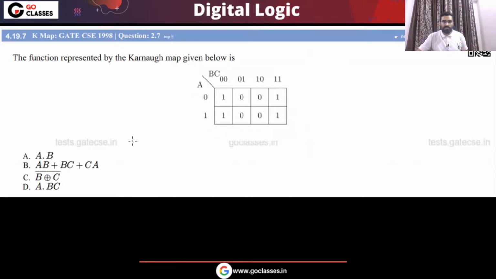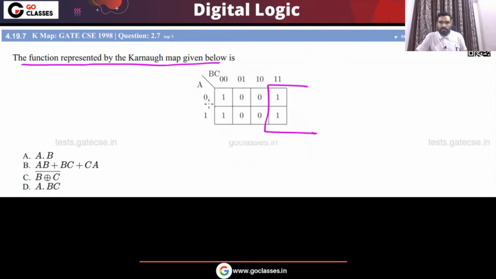Now let's solve this question. This is a GATE exam question, GATE 1998. What is the answer for this? The K-map is given to you. Is this the standard format? The question is asking for the function that is represented by this K-map.